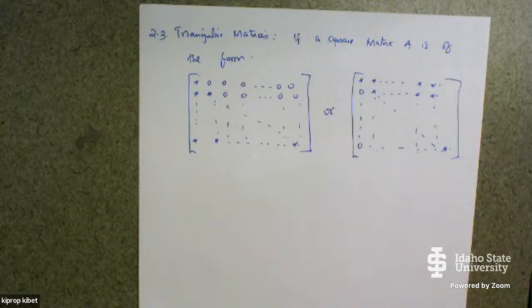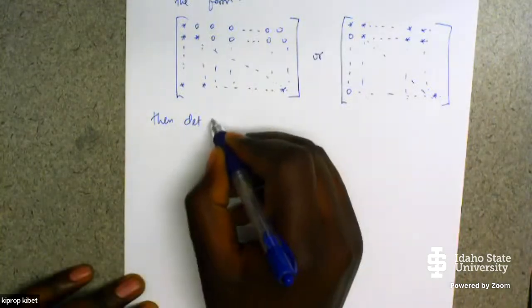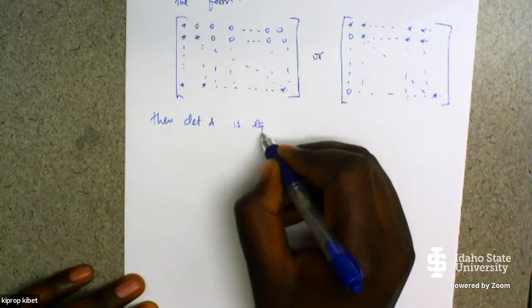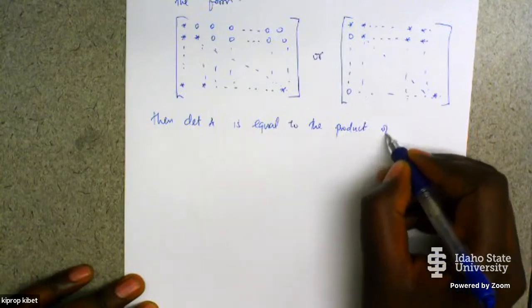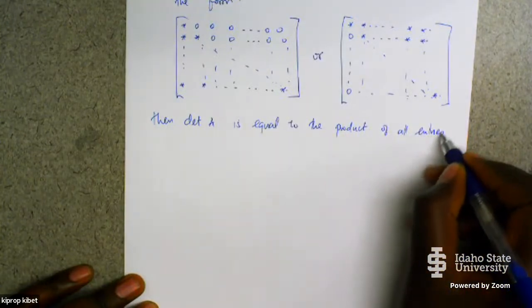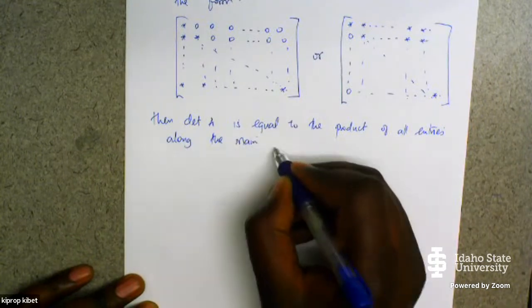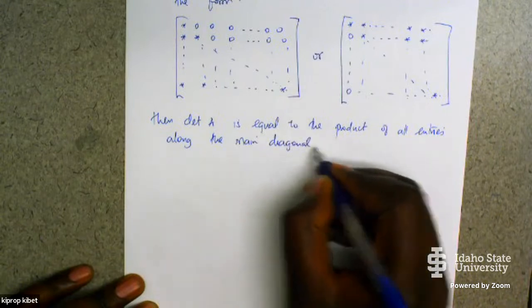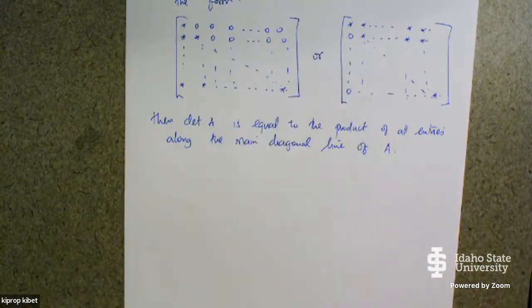the upper triangular matrix. Then the determinant of this matrix, the determinant of A, is equal to the product of all entries along the main diagonal line of A. So you just multiply the main diagonal entries there.